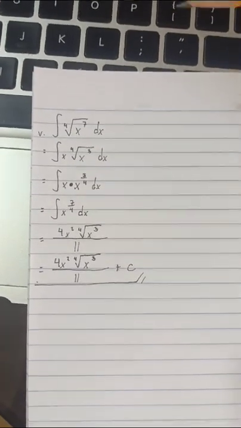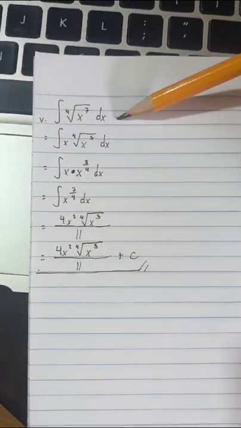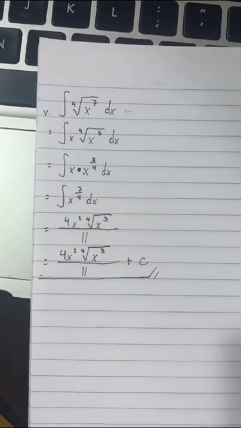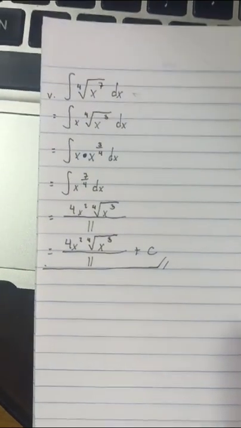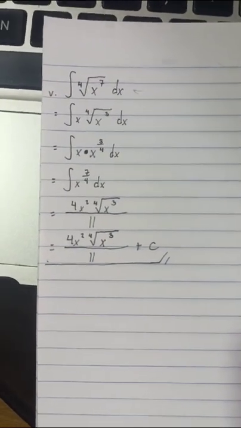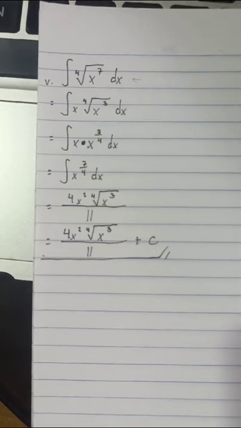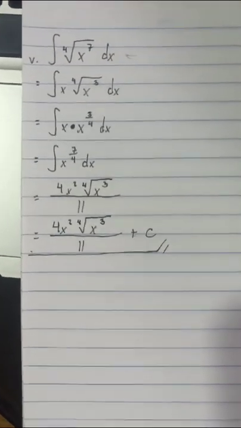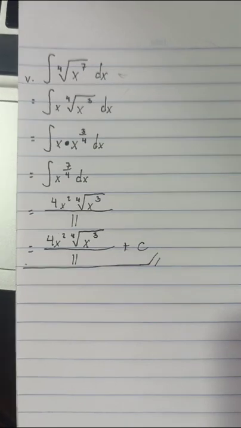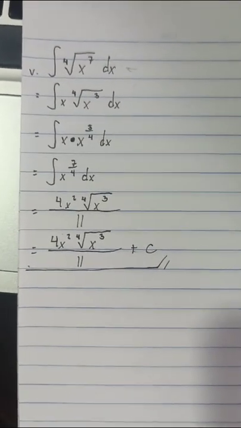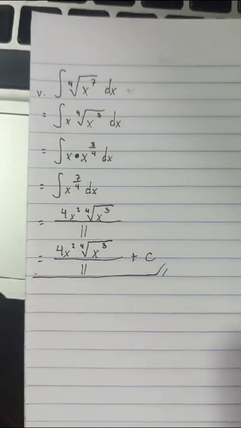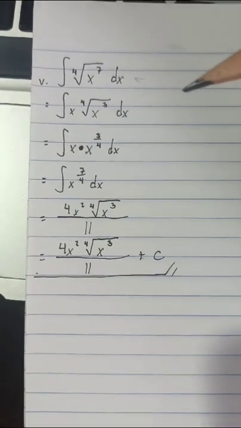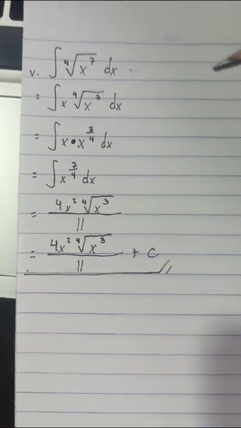Then number 5. First, we must simplify the radical expression. Next, we use the nth root of a raised to m equals a raised to m over n to transform the expression to get x times x to the 3 over 4 dx. And then now next is that we calculate the product.